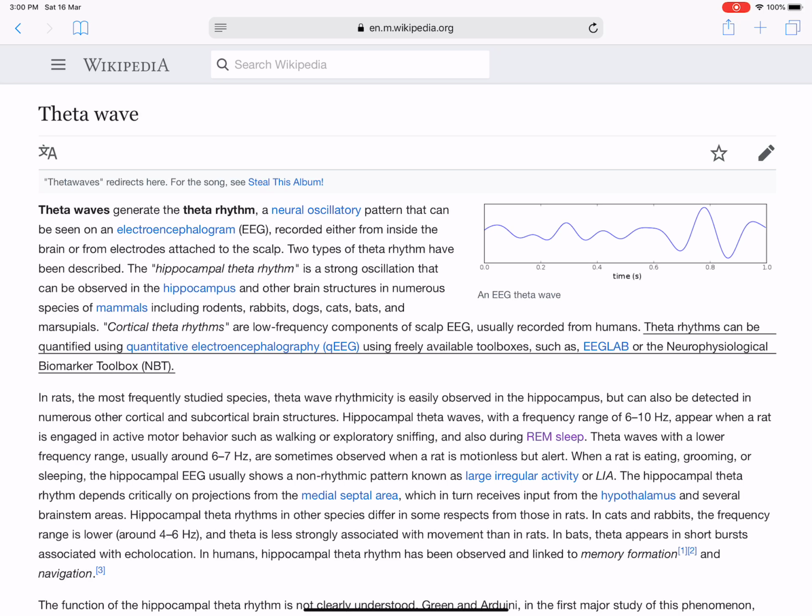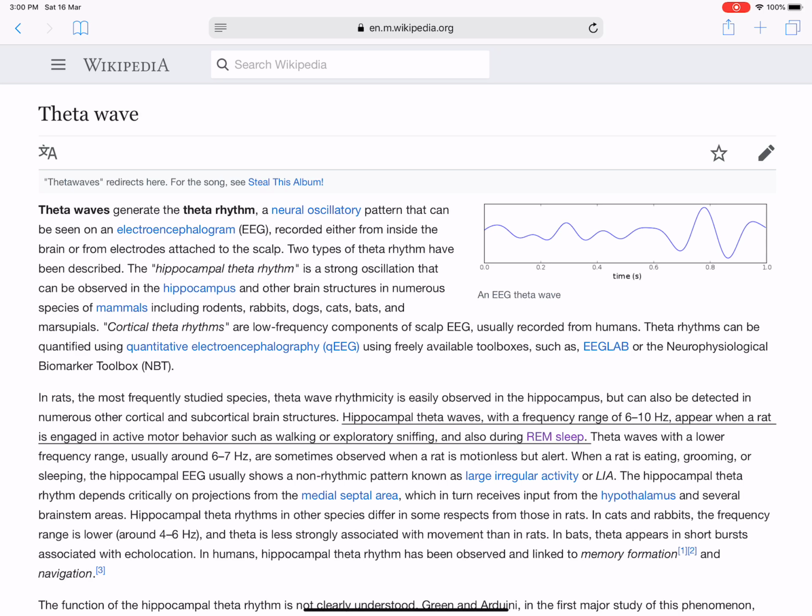Theta rhythms can be quantified using quantitative electroencephalography, QEEG, using freely available toolboxes, such as EEG Lab or the Neurophysiological Biomarker Toolbox, NBT. In rats, the most frequently studied species, theta wave rhythmicity is easily observed in the hippocampus, but can also be detected in numerous other cortical and subcortical brain structures.